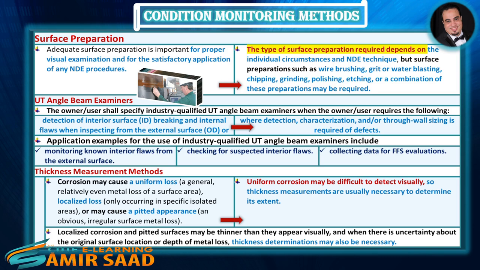Thickness measurement methods. Corrosion may cause a uniform loss, a general, relatively even metal loss of a surface area; localized loss only occurring in specific isolated areas; or may cause a pitted appearance and obvious, irregular surface metal loss. Uniform corrosion may be difficult to detect visually, so thickness measurements are usually necessary to determine its extent. Localized corrosion and pitted surfaces may be thinner than they appear visually, and when there is uncertainty about the original surface location or depth of metal loss, thickness determinations may also be necessary.